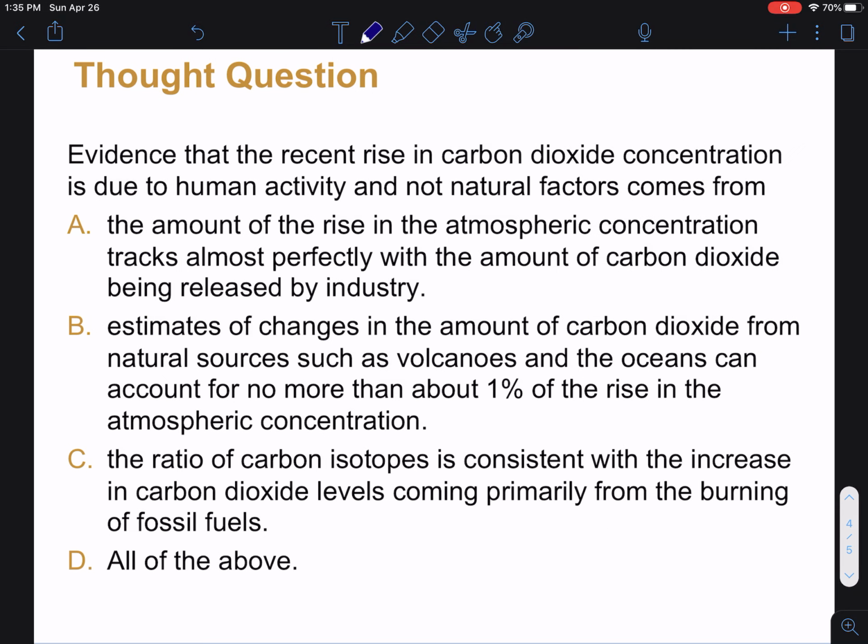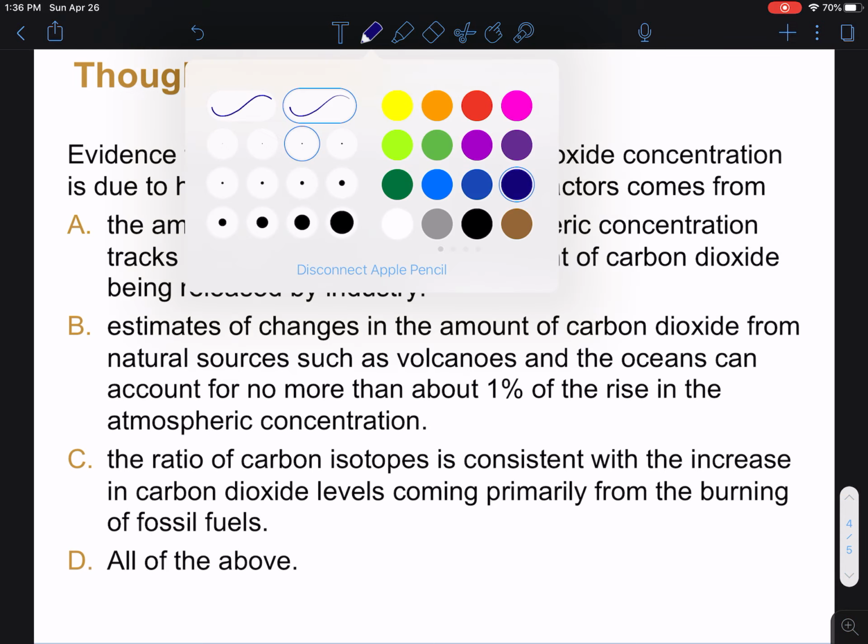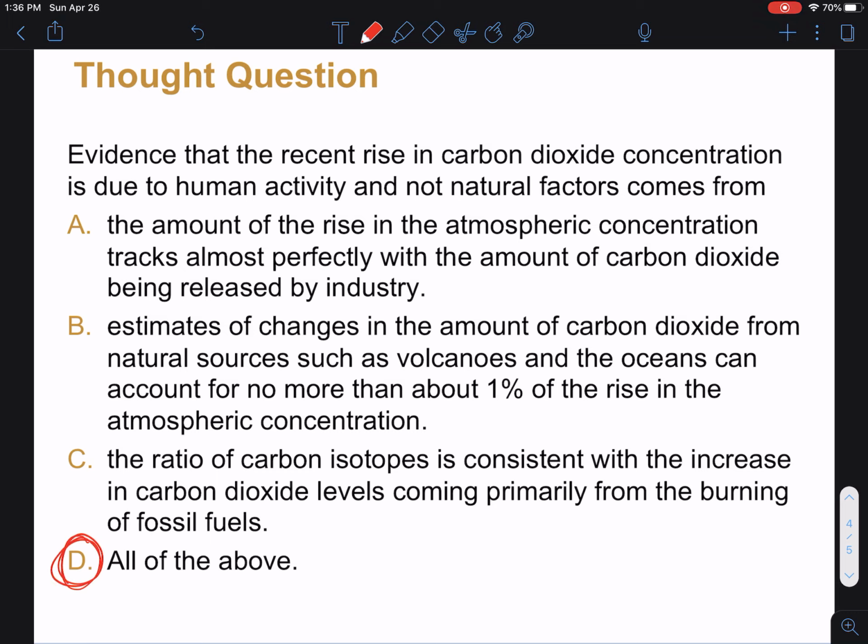So my question for you is, what is the evidence that this is human activity and not natural factors? So please take a moment and read these on your own and push pause. All right, it turns out that the correct answer here is all of the above. That this is all evidence that the increase in carbon dioxide is human-caused.